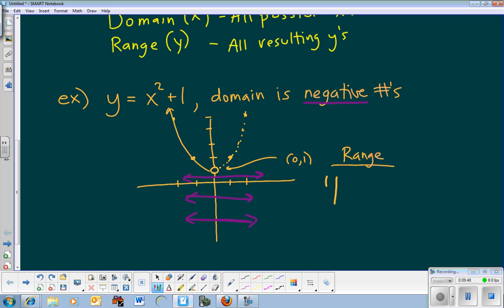Okay, so range, remember, in terms of y: y is greater than 1. Y is not greater than or equal to 1 because of my open circle. So a lot of parallels between number line inequalities that we've been graphing, and then domain and range.